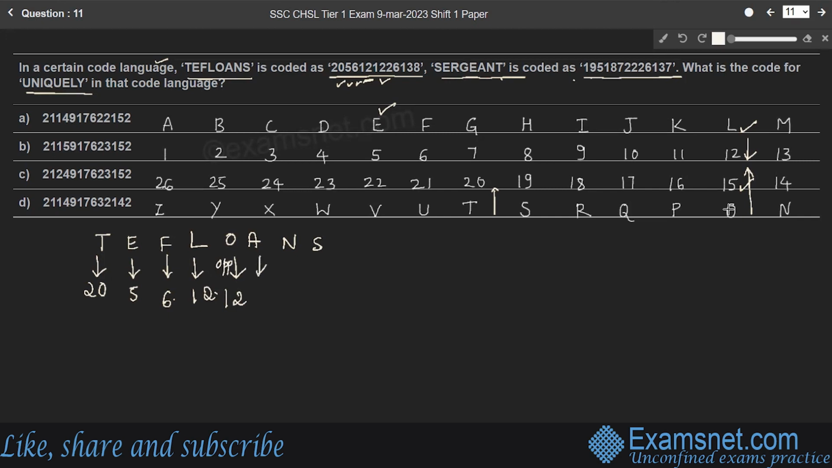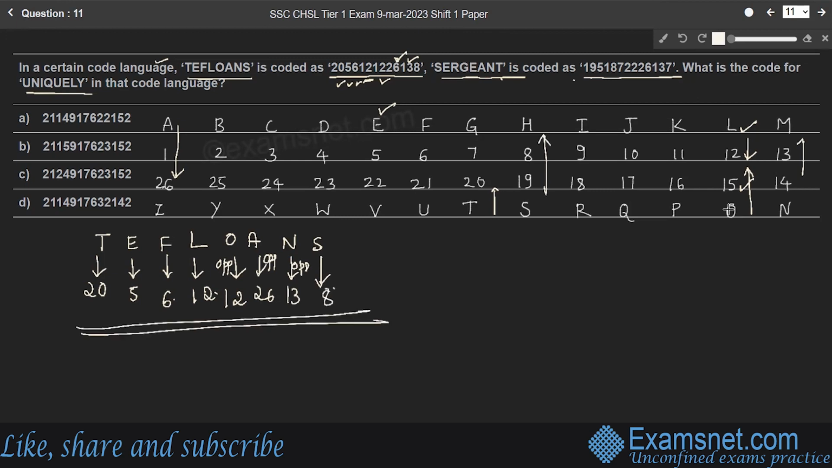Whereas A is coded as 26. A's positional value is 1, its opposite value is 26. Therefore, A is coded with its opposite positional value. Whereas N is also coded with its opposite positional value, which is 13, right? And the opposite positional value of S is 8. Therefore, the given word TEFLOANS is coded as the numbers 20, 5, 6, 12, 12, 26, 13, 8.